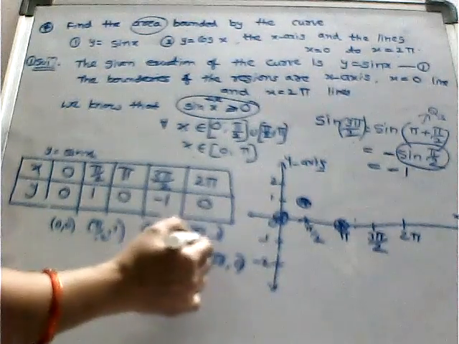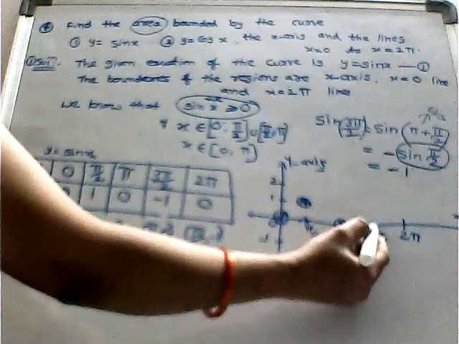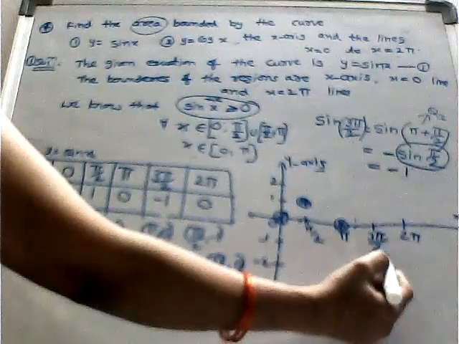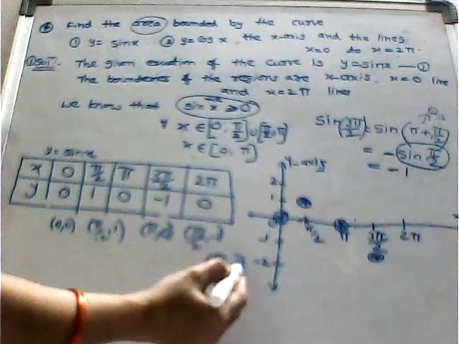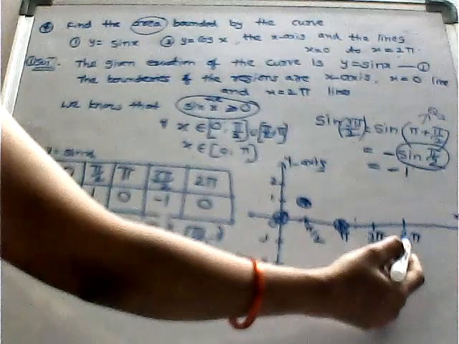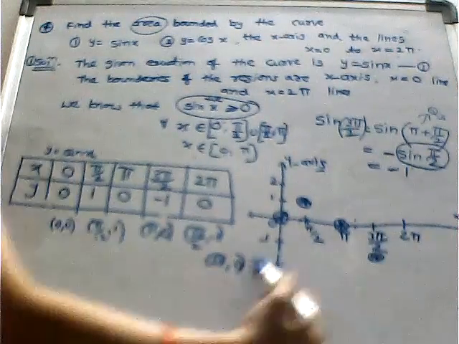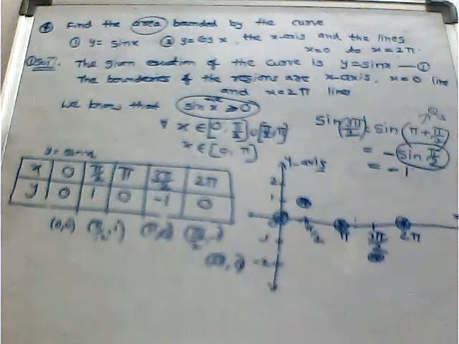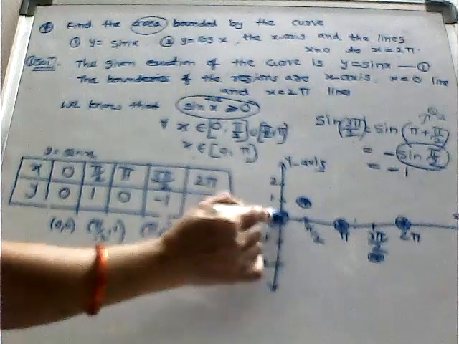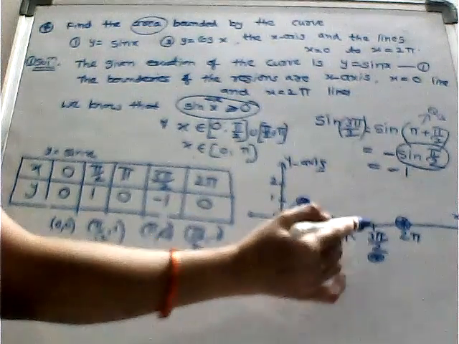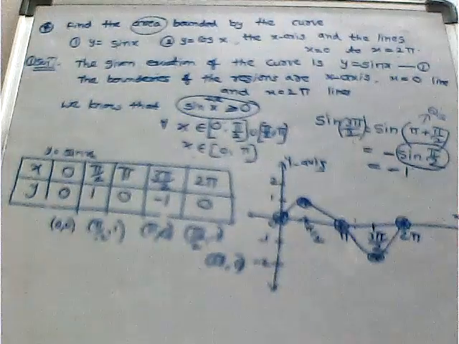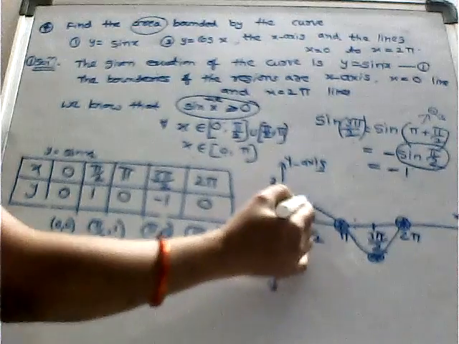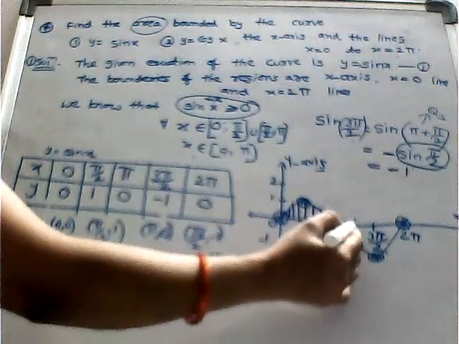So next 3 pi by 2, minus 1. 3 pi by 2 is this one, minus 1 on the y-axis is this one. The coinciding point is here. Next 2 pi, 0. On the x-axis 2 pi, y-axis that value is equal to 0. Okay, 2 pi, 0 is here. So now join all the points. Like this we get the area. Our required area is this one.